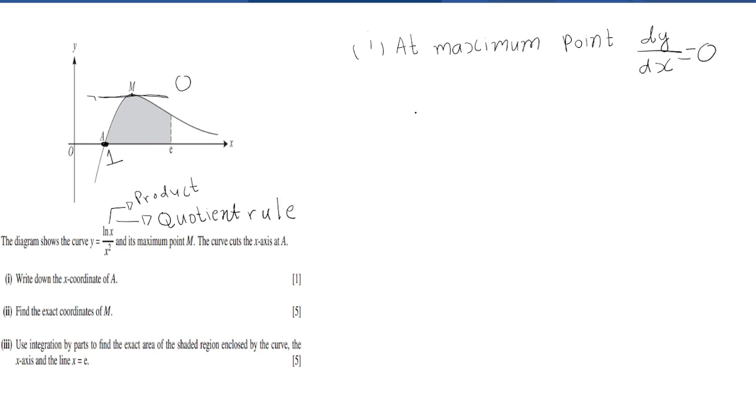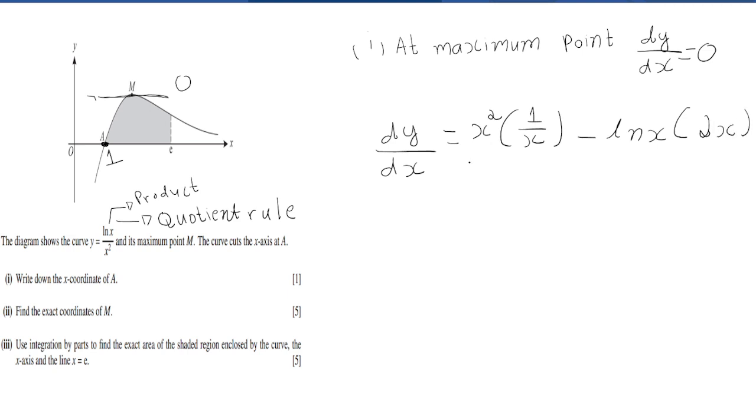So let's use the quotient rule. Now we know dy over dx is equal to x squared. Now I'm going to take the derivative of ln x. The derivative of ln x is 1 over x. Now I'm going to subtract it. Now I'm going to write ln x, and now I'm going to take the derivative of x squared. What is the derivative of x squared? It's 2x. The whole thing will be divided by (x squared) squared.